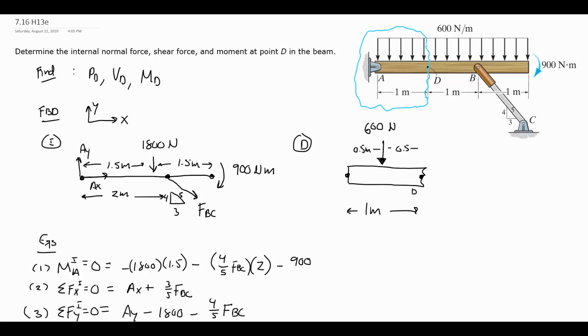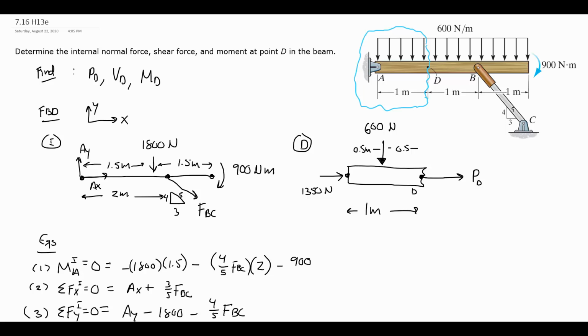Now I have my support at A. I have my AX, which turned out to be 1350 newtons to the right. And AY turned out to be 0, so I'm not going to draw the AY here since it's 0. Finally, in this picture at D, where I made that cut, I can now see the internal loads that were holding the material together. Always out from the normal of my cut is my internal normal force, P, and I'll call it P sub D since the internal normal force can vary along the length of any member.